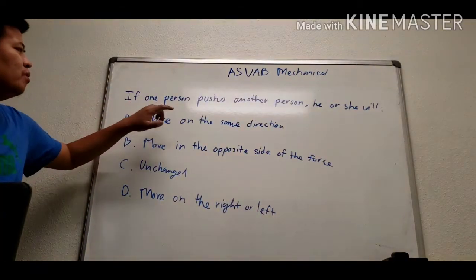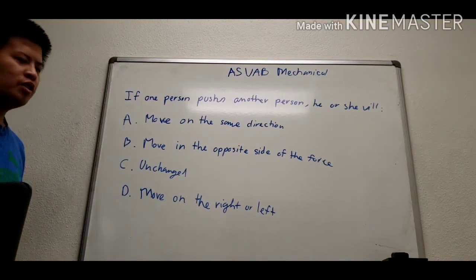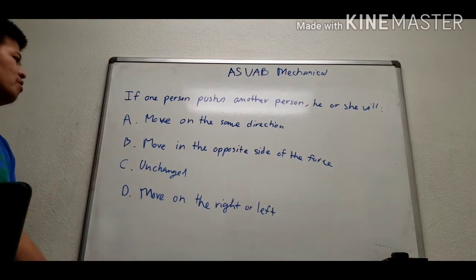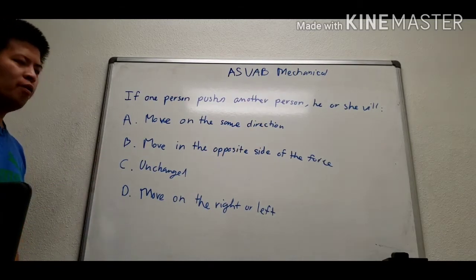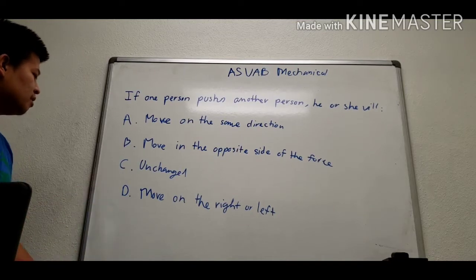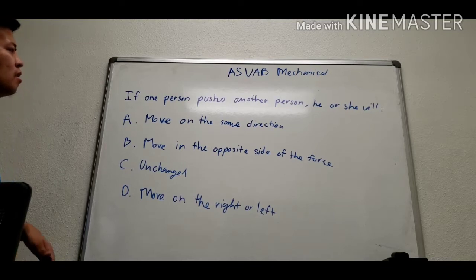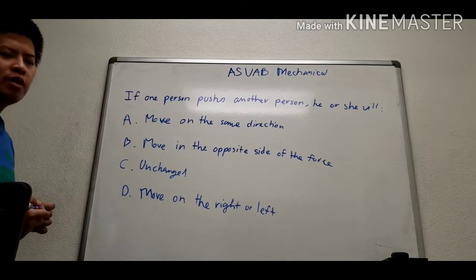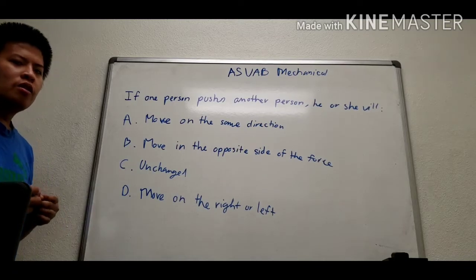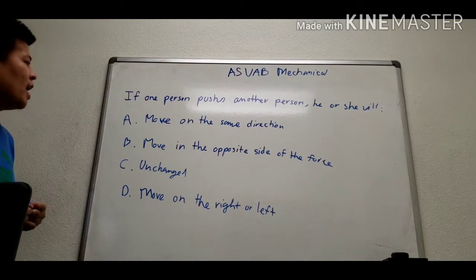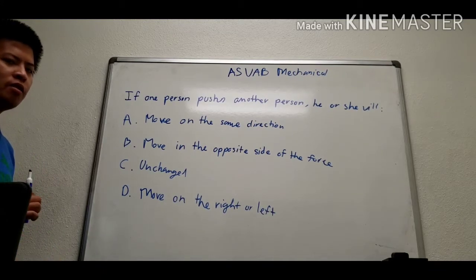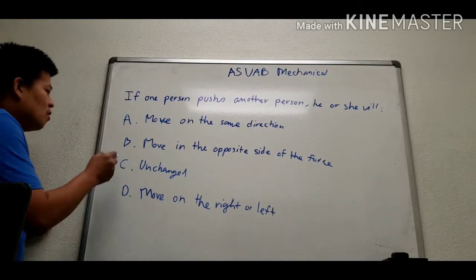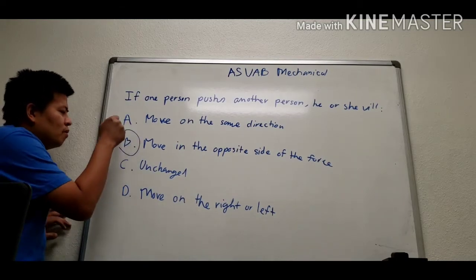If one person pushes another person, he or she will: A, move in the same direction; B, move in the opposite direction of the force; C, unchanged; D, move to the right or left. We know that if one person pushes another person, that's Newton's third law, and they will receive another force in the opposite direction. So the answer for this question is B.